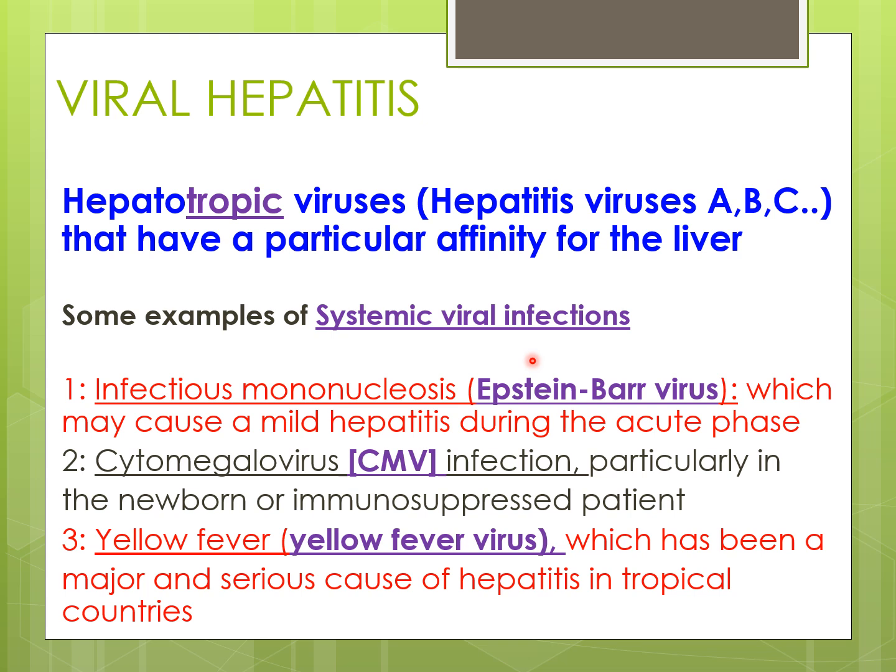There are three which I have mentioned, and we can ask even the MEQs, etc. Epstein-Barr virus, cytomegalovirus, and the yellow fever virus. These are the viruses which are not hepatotropic, but they can infect the liver along with the other systems of the body.